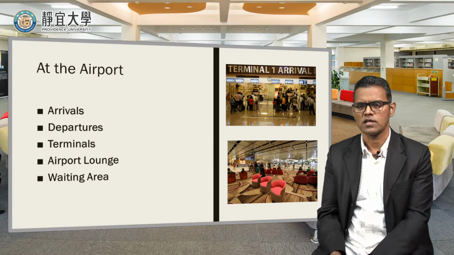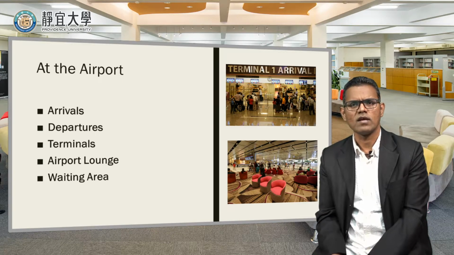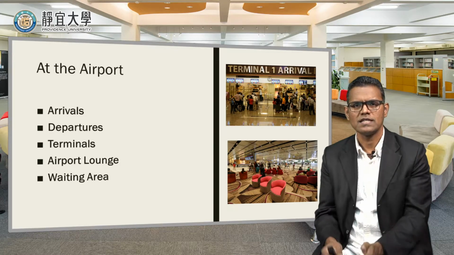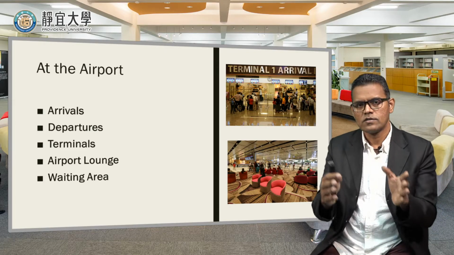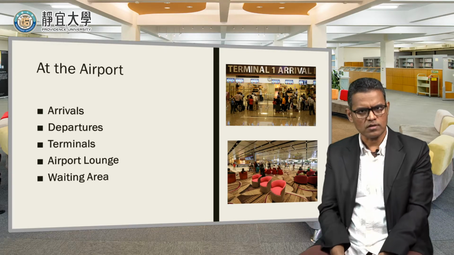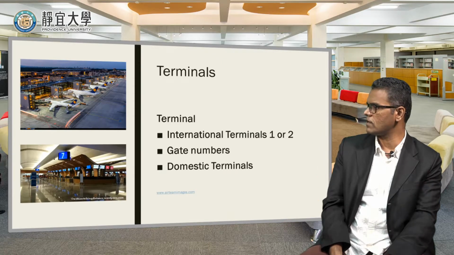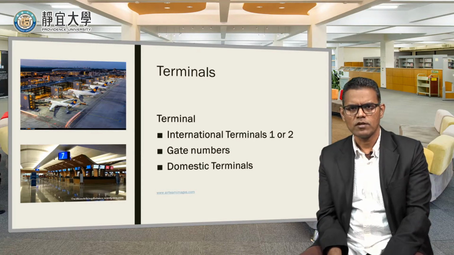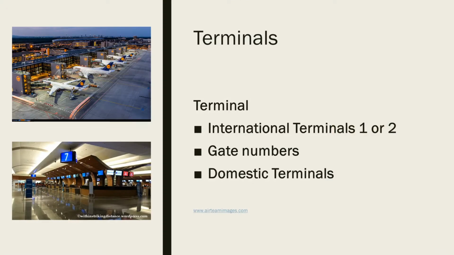Right now we just know departures, terminals, and there is a waiting area. Once you enter the terminal, you have to go to the airlines, because we talked about the airlines. Each airline has a counter. Let's see what kind of counters they have. So I talked about this: international terminals, because you are flying to other countries, and domestic terminals if you travel to other cities inside the country. Sometimes in the same airport you have domestic terminals and also international terminals. So just make sure you are going to the right terminal.